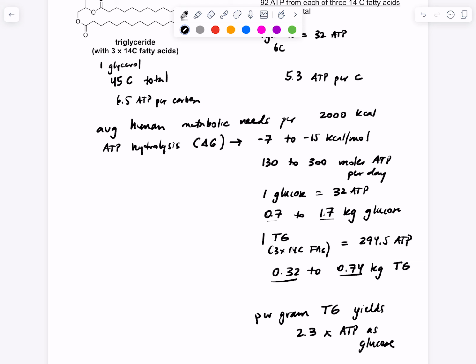This is why you store glycogen in your liver for easy usage, but for long-term usage that you aren't going to tap into that frequently, but you want in case you no longer have access to glucose, you're going to use triglycerides.